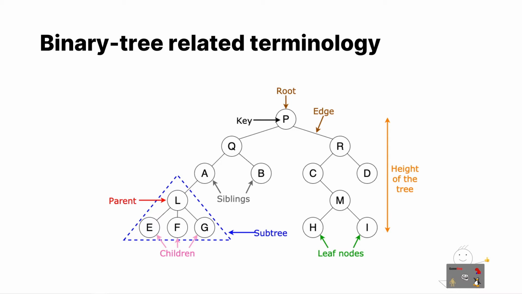Then we have the lonely nodes. They are called the leaf nodes, and the leaf nodes are nodes without any children. In our tree, B, D, H, E, F, and G are all leaf nodes.